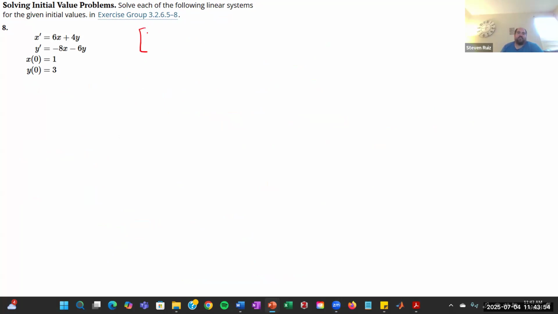We need to find the eigenvalues of this square matrix: 6, 4, -8, -6. And I need to put my eigenvalues, or my lambda, in there: 6 minus lambda, 4, -8, -6 minus lambda. So what is the determinant of this? That's equal to 6 minus lambda times -6 minus lambda minus -32 equals 0.